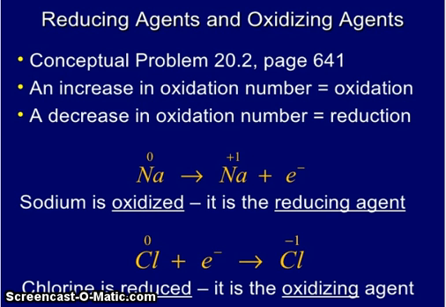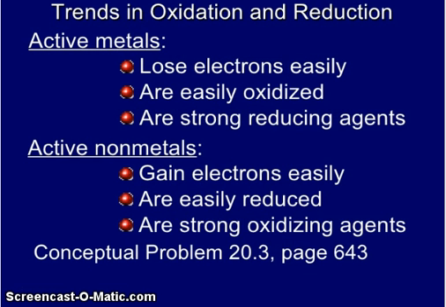Conceptual problems you can do from the textbook. An increase in oxidation number is oxidation, and a decrease in oxidation number is reduction. Here sodium is oxidized, it is the reducing agent. Chlorine is reduced, it is the oxidizing agent. So active metals lose electrons easily, are easily oxidized, and are strong reducing agents. Active nonmetals gain electrons easily, are easily reduced, and are strong oxidizing agents.